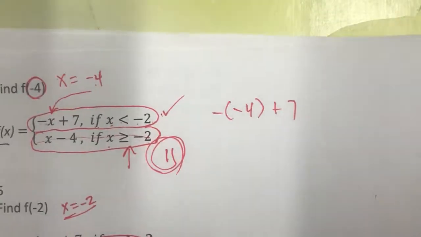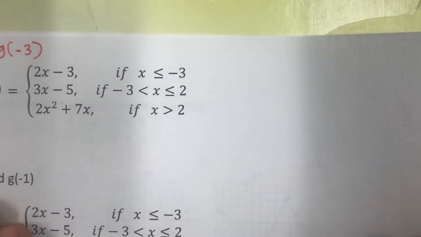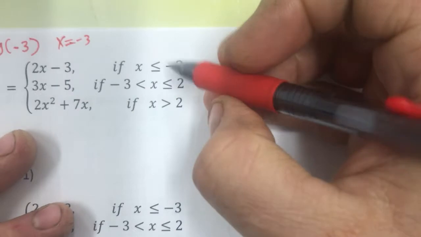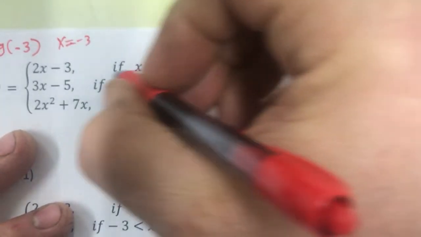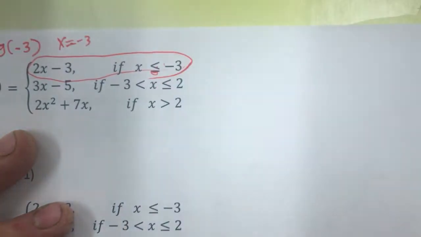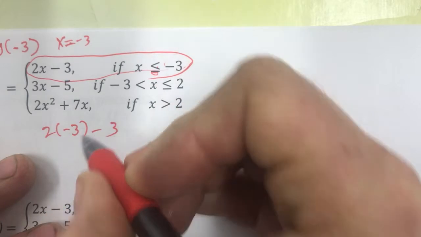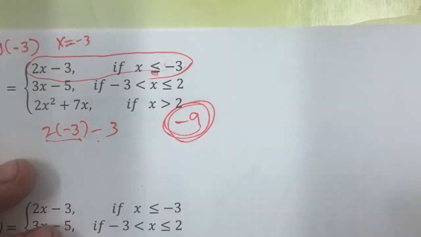Okay, let's go to this next one here. It got cut off. It says find g of -3. So x is -3. I have to see which piece I belong in. Well, I think right here, x is less than or equal to -3. So this is the piece we belong in. So I'm going to put -3 in there. So 2 times -3 minus 3. That's going to be -6 minus 3, which is -9. That's my function value.